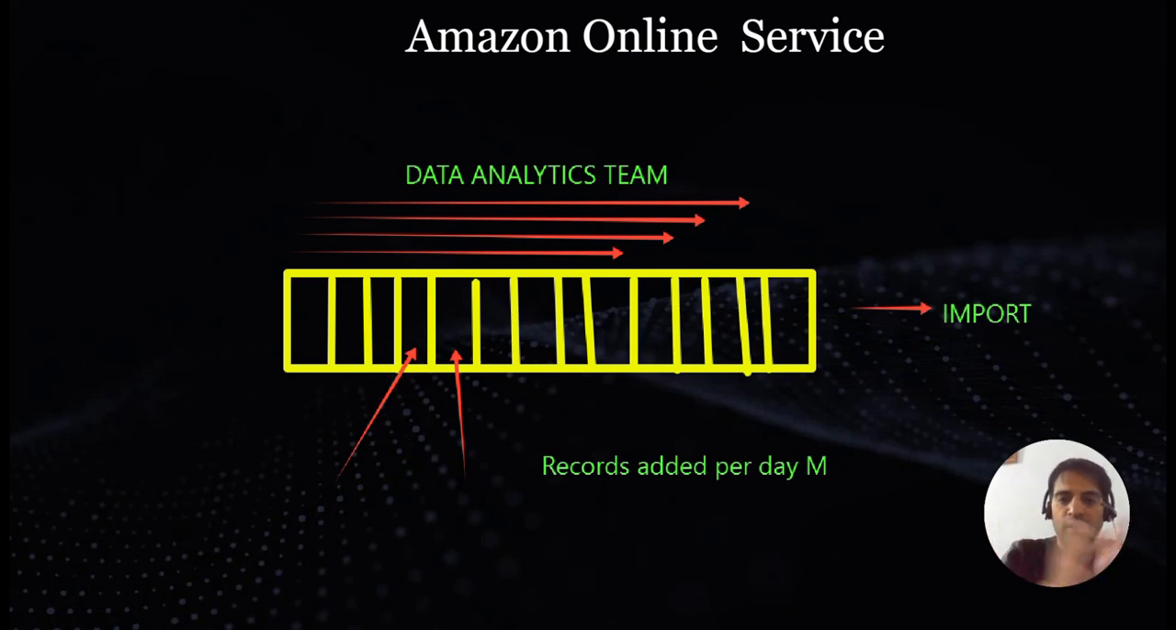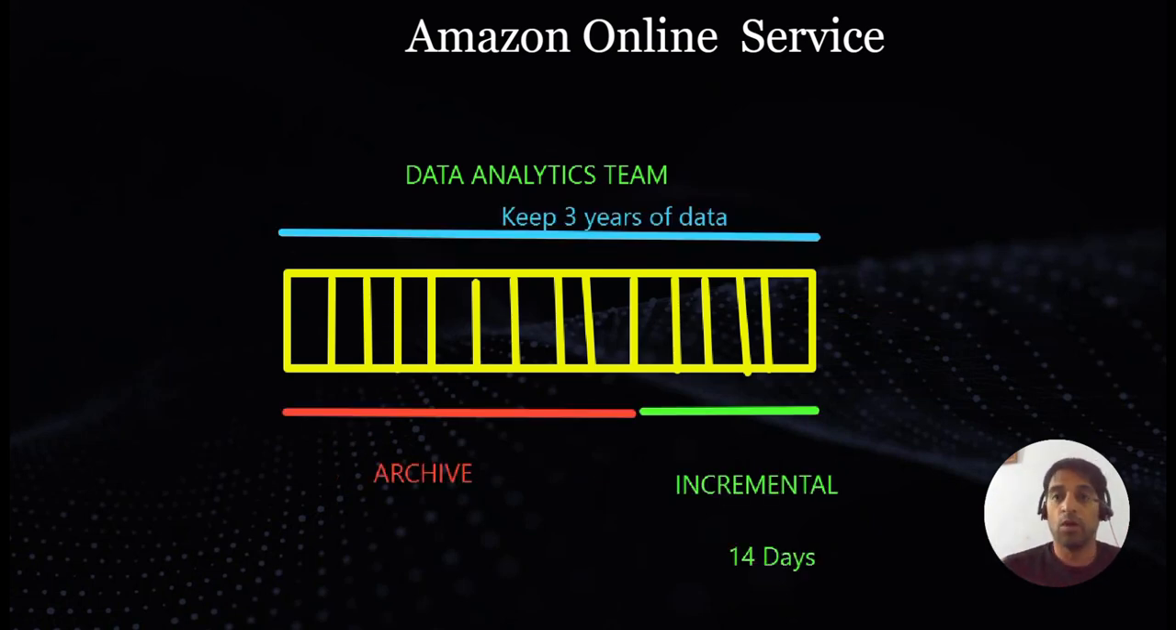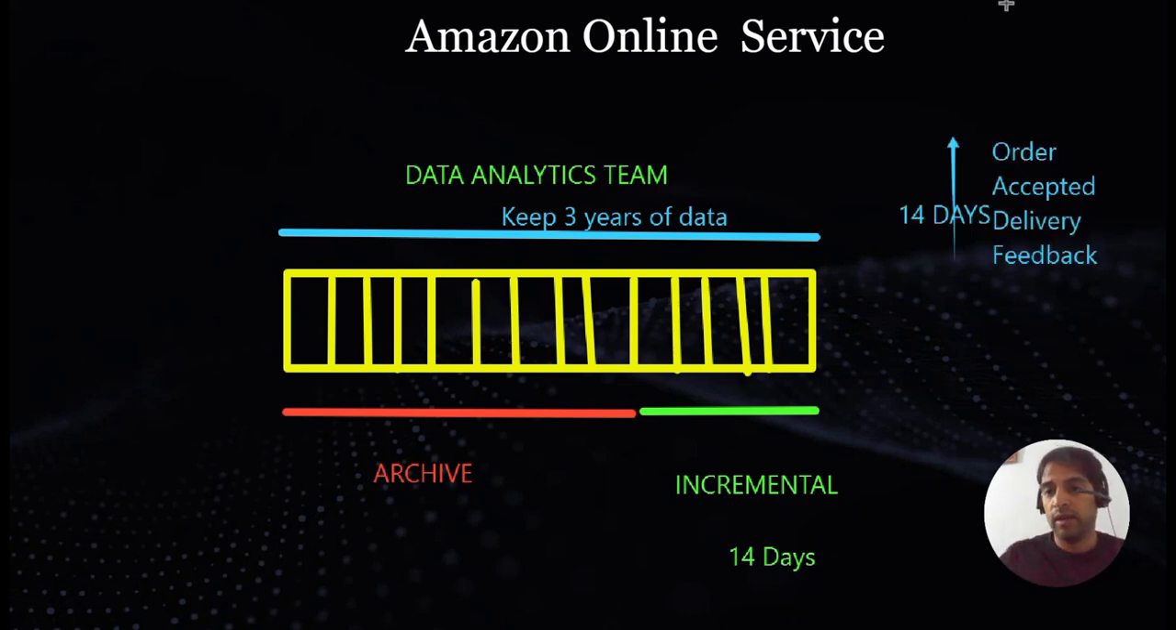So now let us divide this data set into two parts. With the new logic, we keep 3 years of data that you can see with the blue line. As we know, from order to delivery, it's around 14 days maximum. So we'll keep the incremental period as only 14 days, because after 14 days, there is no change in the data set itself. So why copy that again and again? The overall period is 3 years, the incremental period is 14 days, and the archive would be 3 years minus 14 days. Now that sounds interesting, logical, and quite optimized.